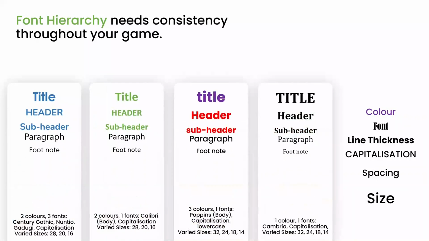But what can we vary to create a font hierarchy? Here are some examples. You can vary the colour, font, line thickness, capitalization, spacing, or size. There is certainly a proper way of doing this, but in the mind of having a go, just create a combination of things that look good. Most combinations can look good, assuming the style is consistent throughout.